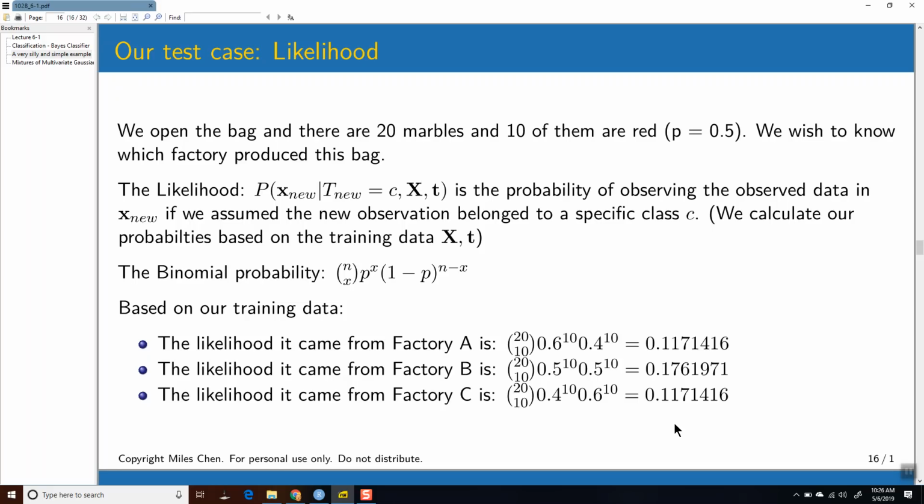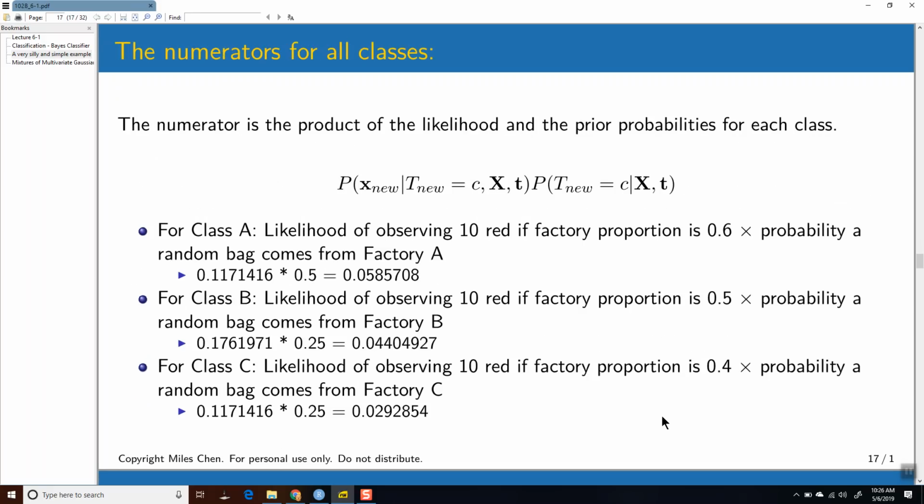But we have to combine this with the prior probabilities. Prior to opening the bag, we said factory A was most likely, and factories B and C were less likely. So we're going to combine those two parts of information, and we calculate the numerator by multiplying the likelihood by the prior.